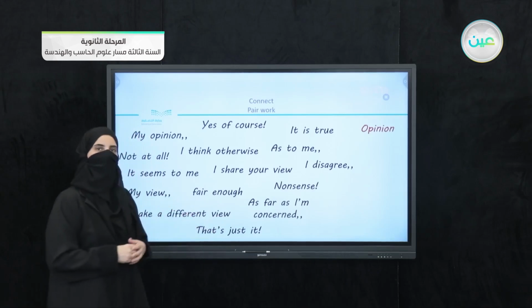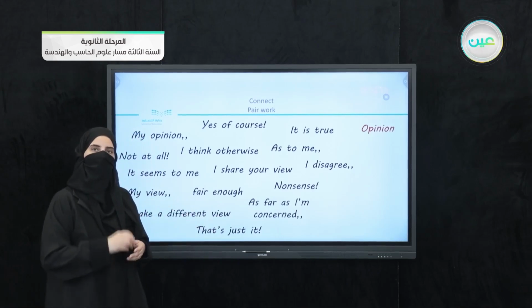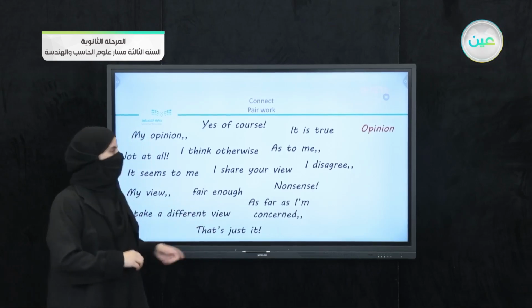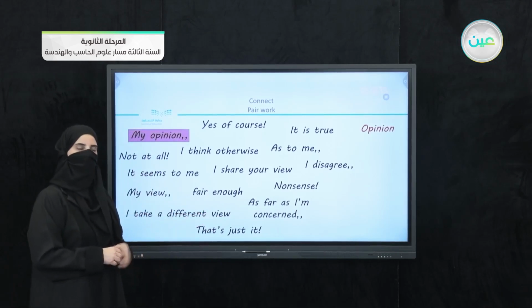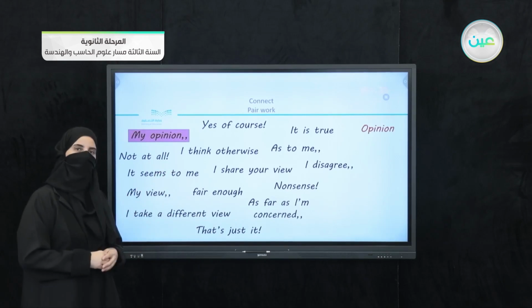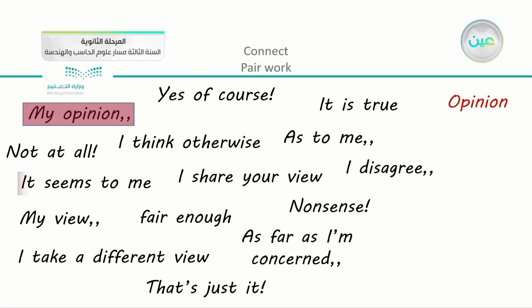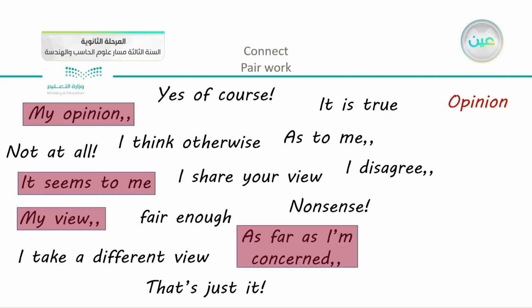Now, for example, we have here opinion. What are the phrases that are used for opinion? You can see, for example, that we have here my opinion. Just scan quickly and choose with me. We have it seems to me. What else do we have? My view. As far as I'm concerned. As to me.